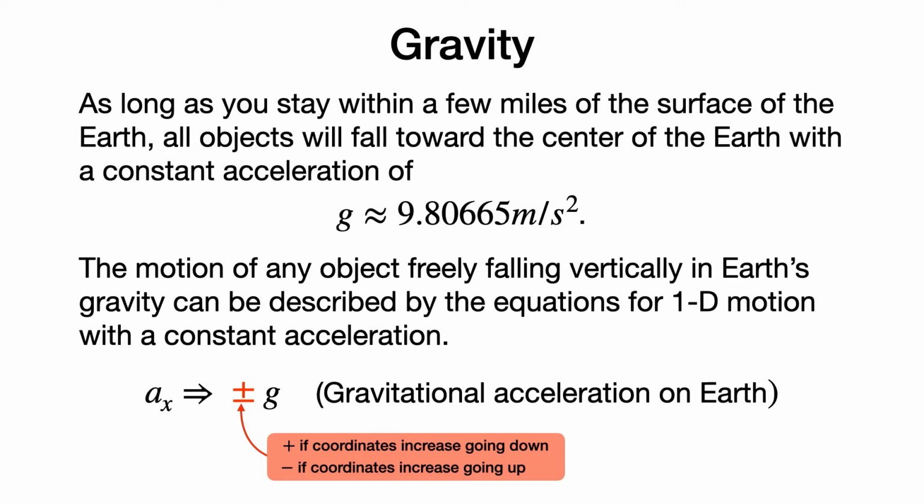The motion of any freely falling object falling vertically in Earth's gravity can be described by the equations for motion in one dimension with a constant acceleration. We simply replace the acceleration term a sub x with either plus or minus g, the gravitational acceleration on Earth. And I say plus or minus because this is a choice. It depends on how you set up your coordinate system. If your coordinates are increasing as the object moves down as it's falling, then we would use a plus sign for the acceleration. If the coordinates are increasing going up, then we would use a minus sign for the acceleration.